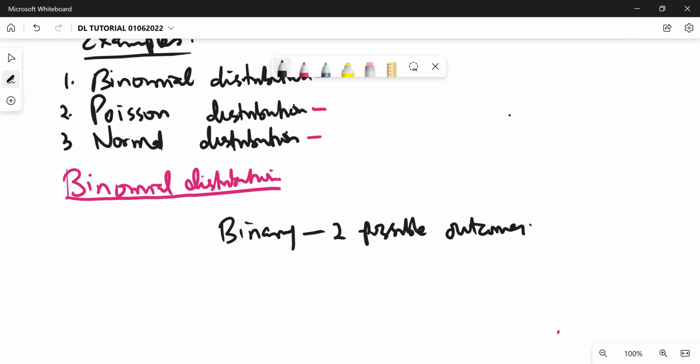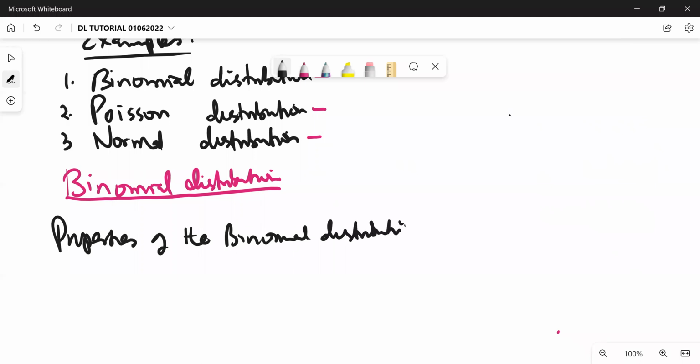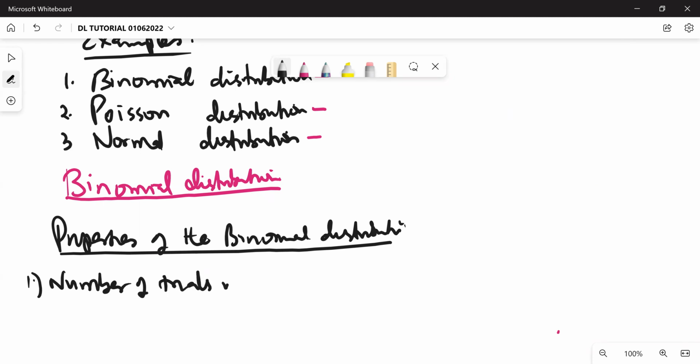So what are some of the properties of the binomial distribution? Because not every scenario which has two possible outcomes can be classified as binomial. There are four main properties of this distribution. The first one is that the number of trials is fixed and finite. Usually the number of trials is denoted by letter n. So n is fixed and finite.